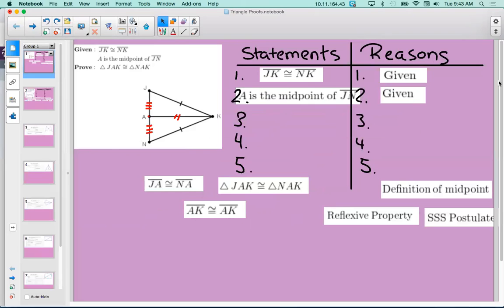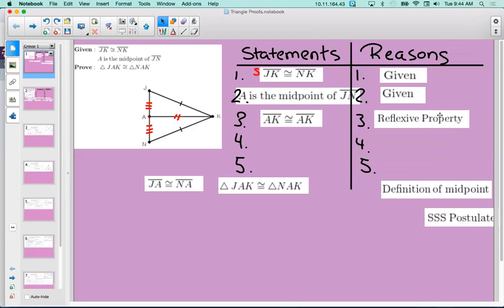All right, now of these given statements, all we're able to say just from our given statements is that we have one pair of sides. Okay, and I put a little S there just to remind myself that I've got one side pair proven so far. I need to get two more. Easiest one to get is that shared side, using the reflexive property. So I'm going to go ahead and do AK is congruent to AK. And we know that to be true based on the reflexive property. All right, number 4. Well, I'm going to go ahead and mark down, that's my second pair of sides.